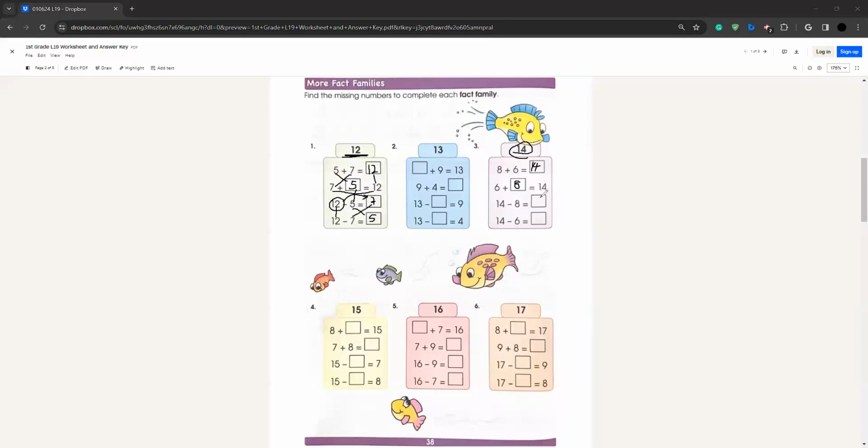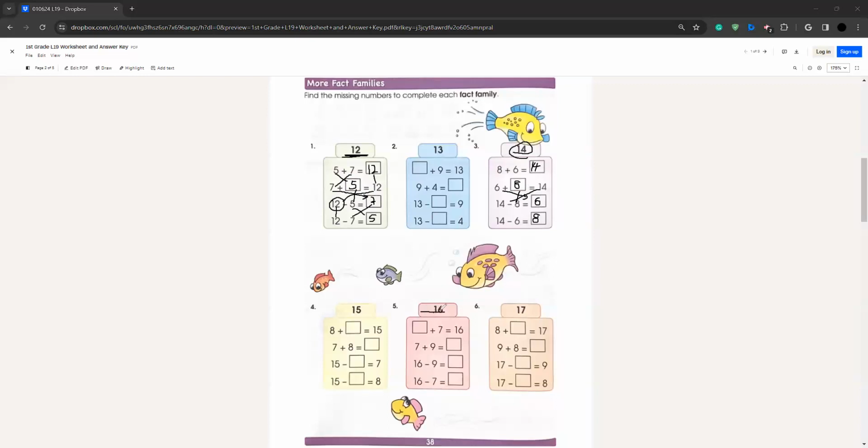So again, the order does not matter. And if we have the same numbers, we get the same answers. So we have 14, we have 8, and 6 is missing. 14 minus 6, 8, because order does not matter when you're doing addition or subtraction.